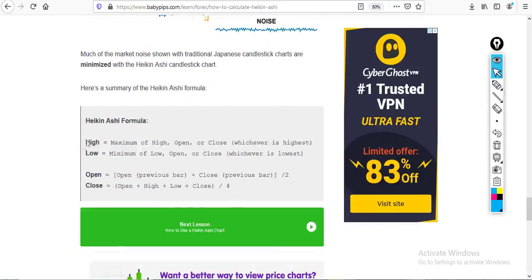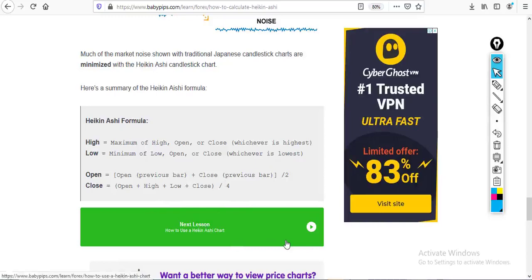Here's a summary of the Heikin Ashi formula. The high is the maximum of the high, the open or the close, whichever is highest. The low is the minimum of the low, the open or the close, whichever is lowest. The open is the open of the previous bar plus the close of the previous bar, divided by 2. And the close is the open plus high plus low plus close, divided by 4.